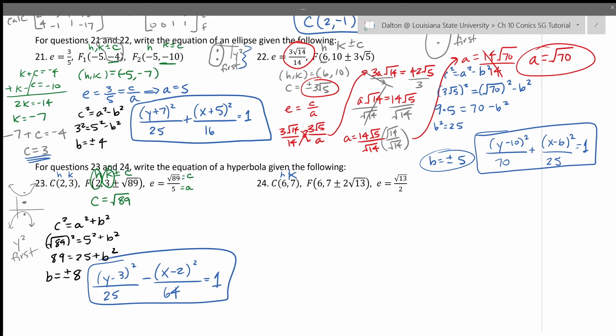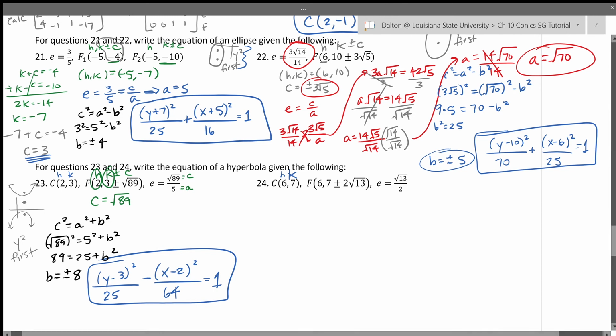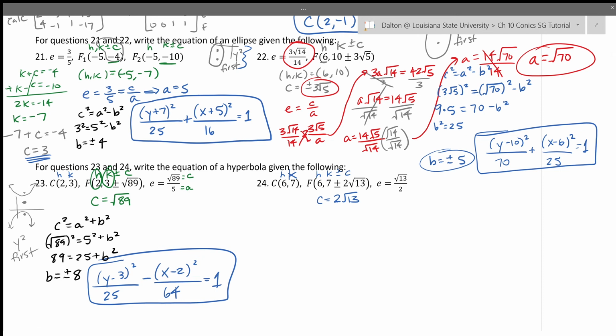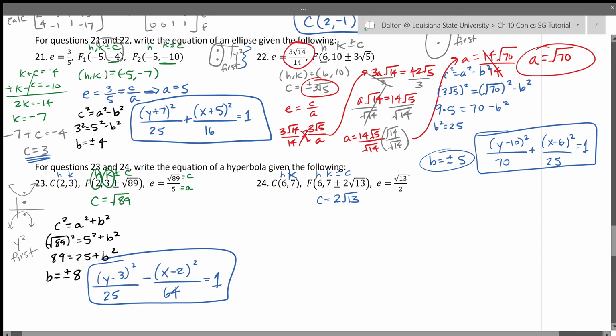Well, this is similar to the last one. This focus is going to be h, k plus or minus c. So h is 6, we already knew that. k is 7, we already knew that. But this implies that c is equal to 2 square roots of 13. So even though eccentricity is c over a, again, you have to remember that may have been reduced. So what this means is this eccentricity, square root of 13 over 2, is not c, and 2 is not a, because given from the focus, c is 2 square roots of 13.